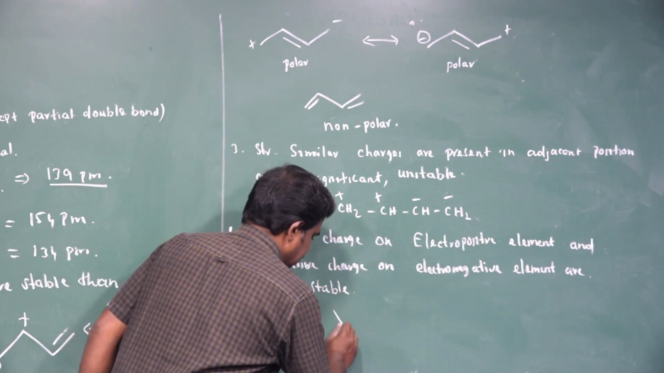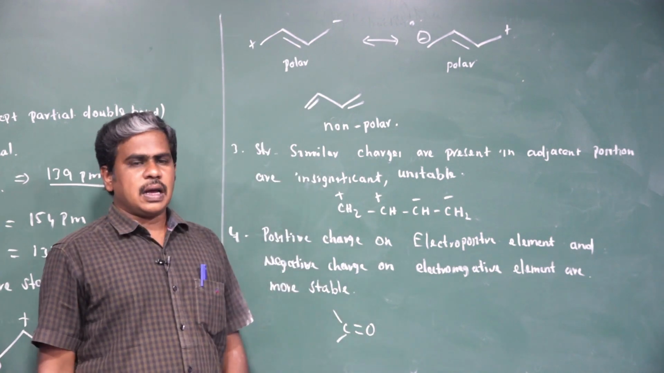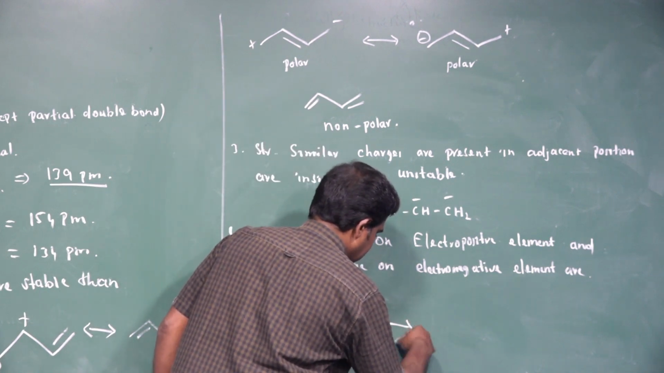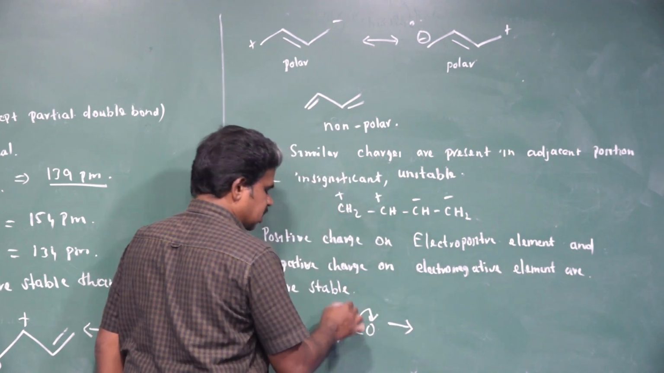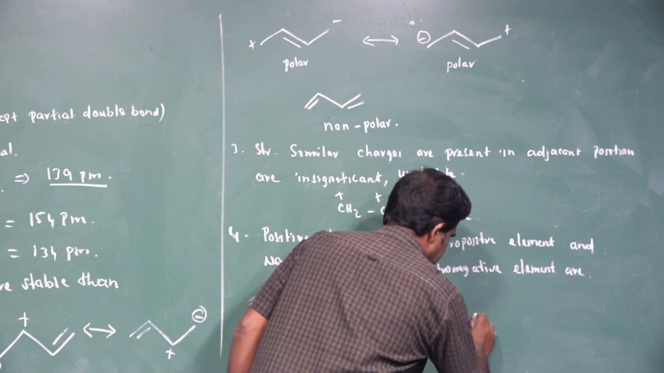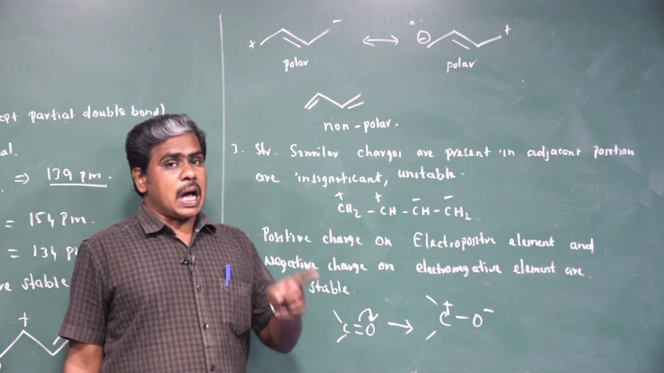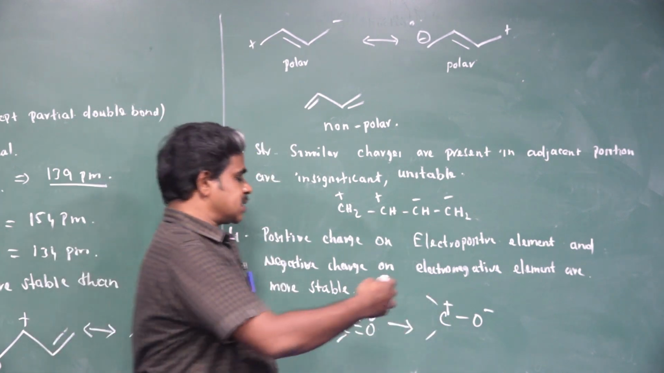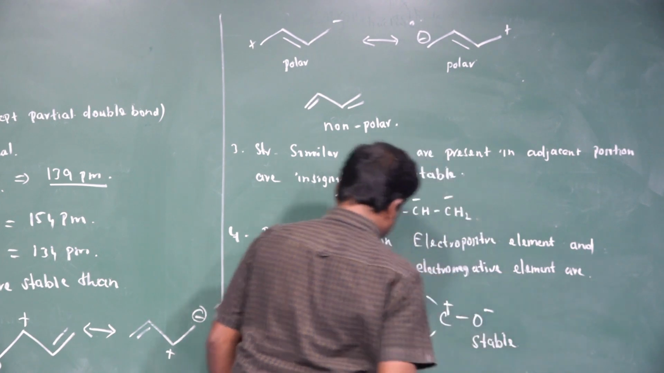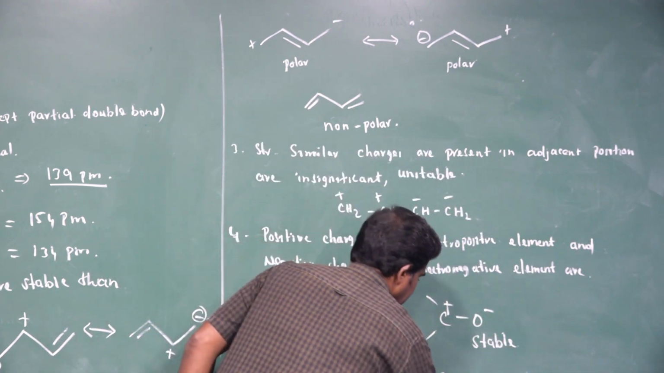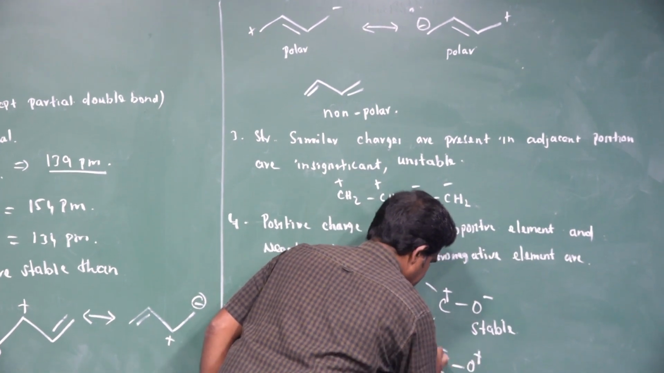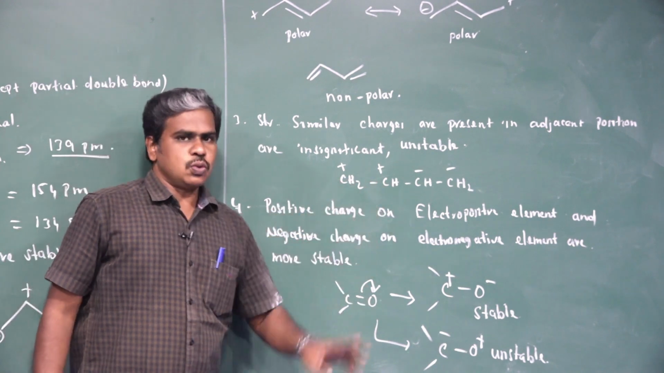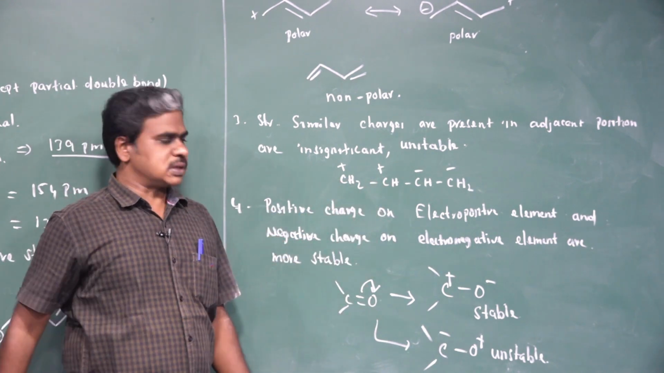Listen, if you consider the ketonic group, on polarization we get two structures. In the first one, the bond is moved here, giving O minus here and a positive charge on carbon. Oxygen is highly electronegative, so the negative charge on oxygen and the positive charge on carbon is more stable. If we go in reverse, with a negative charge on carbon and a positive charge on oxygen, then it is unstable. So a positive charge on an electropositive element and a negative charge on an electronegative element are more stable.